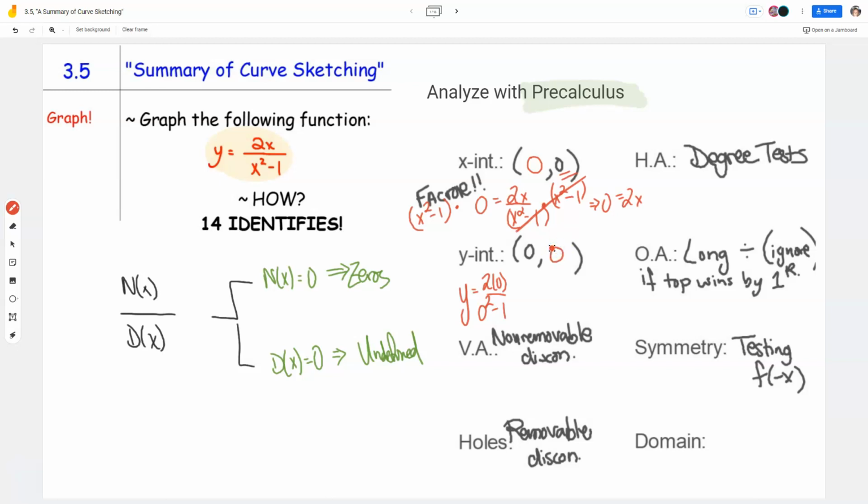Oh, 0, 0 hits both axes. Okay, cool. Right? Doesn't 0, 0 hit both axes? All right.